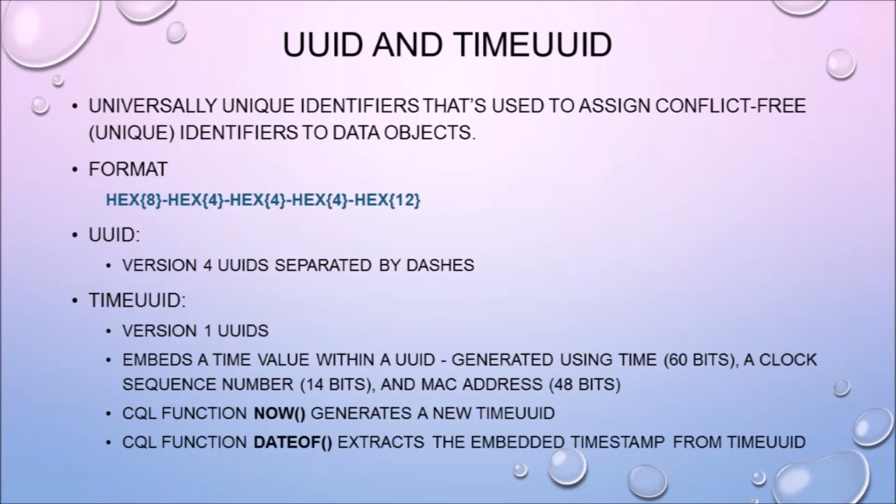So it's a version 4 UUID separated by dashes. And timeuuid has a time element in it, so you can get the date part of the UUID by using the date function. And if you want to generate a timeuuid, you just use the internal function now.